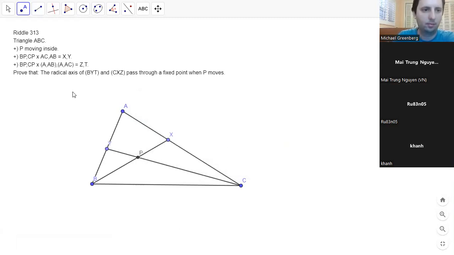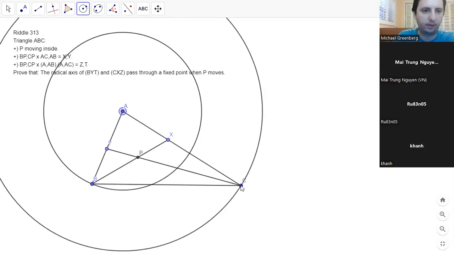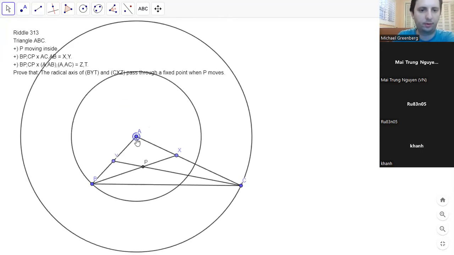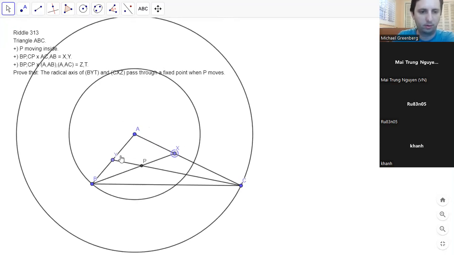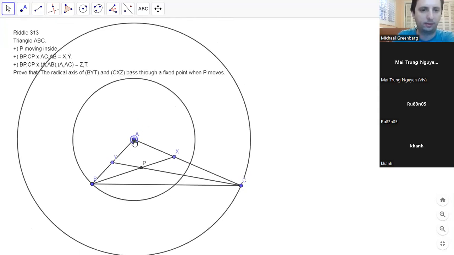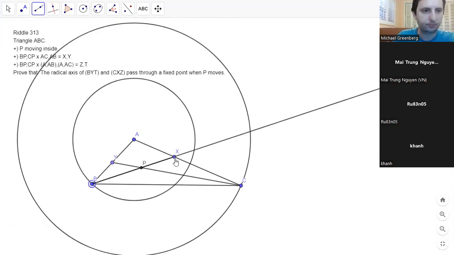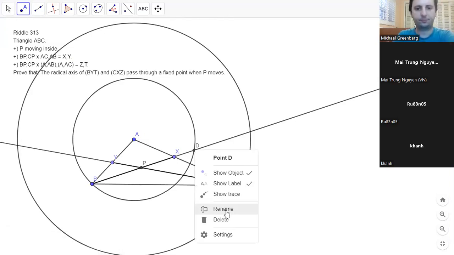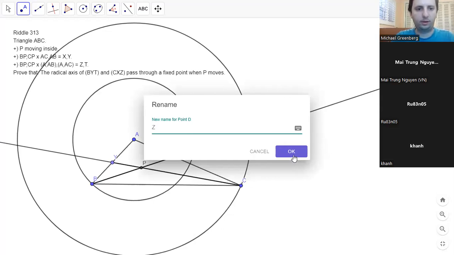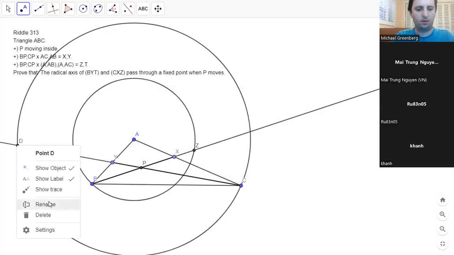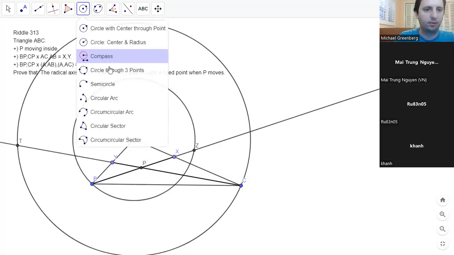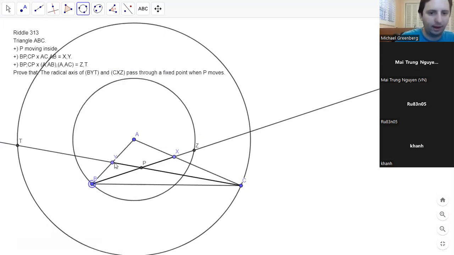And then we draw the circles, the center A and radius AB, and A and radius AC. And we want to see where BP and CP meet those circles. Okay, so this is Z. And this is T. And we want to show the radical axis of BYP and CXZ passes through a fixed point.